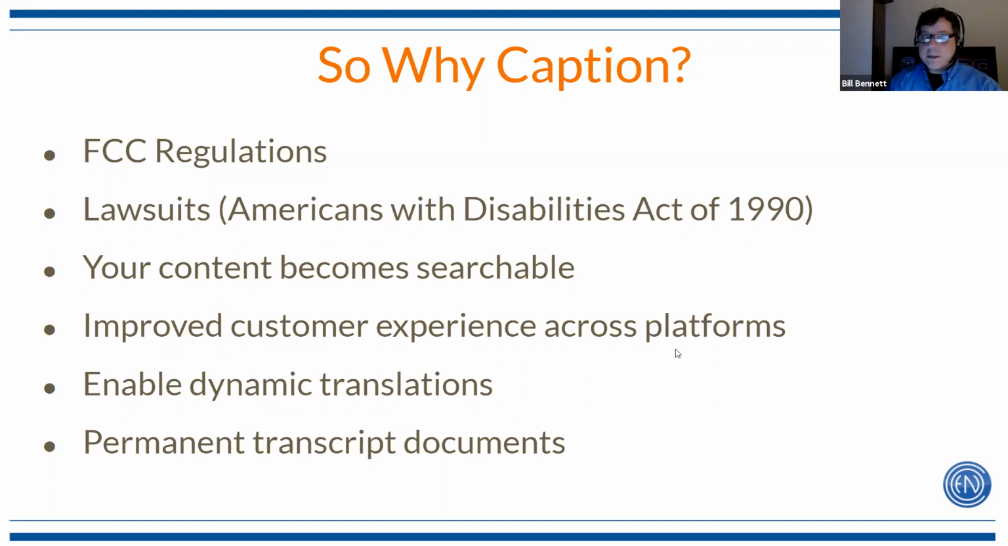Basically, caption data is metadata. I like to call it the third rail of content, because you've got audio and you've got video, and I think caption data is really that third essence of content. So that third rail. And also, you will improve the experience for customers. Those who want to see the captions can do that if you've got them.